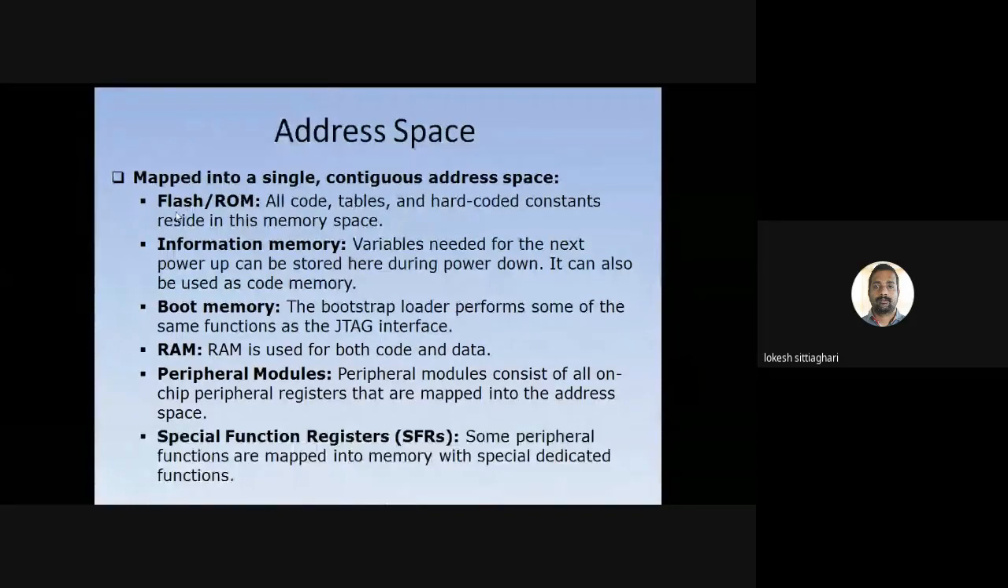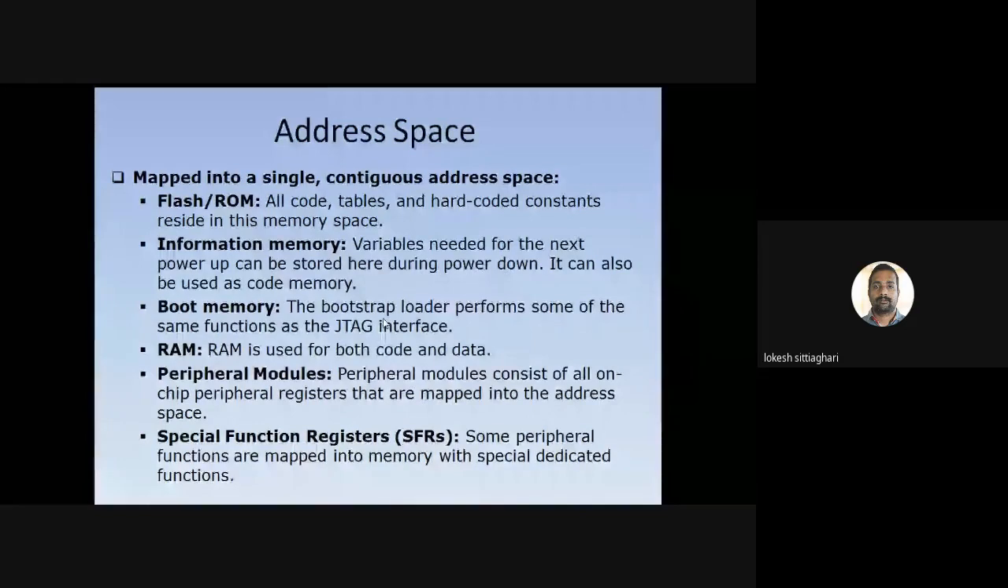Next, information memory, where the variables are stored. Whenever we are powering up or powering down, the variables are stored in this information memory. The information memory can also be used as code memory. Next, we have the boot memory. The boot memory is very similar to the flash, where we put the code which is required at reset. Whenever we power up, we go there and it executes that particular code, in order to boot up properly.